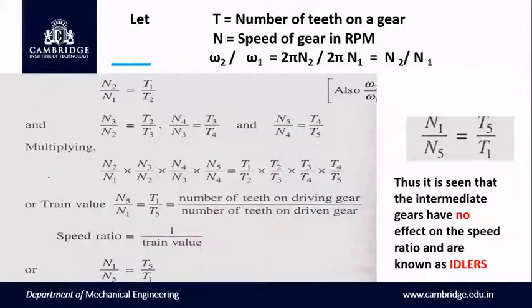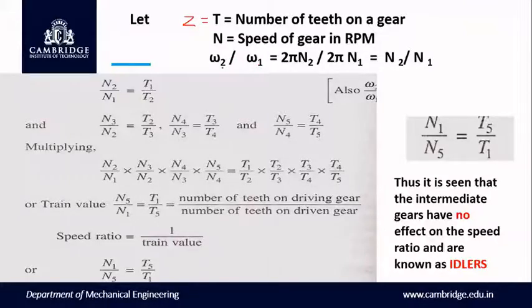Let us go for a simple introduction. What happens if you introduce a number of gears in between driving and driven gears? Let us consider the capital T as the number of teeth on the gear. Sometimes Z is also used for the number of teeth on a gear, and N is equal to the speed of the gear in RPM. We consider the ratio of angular speeds omega 2 by omega 1.